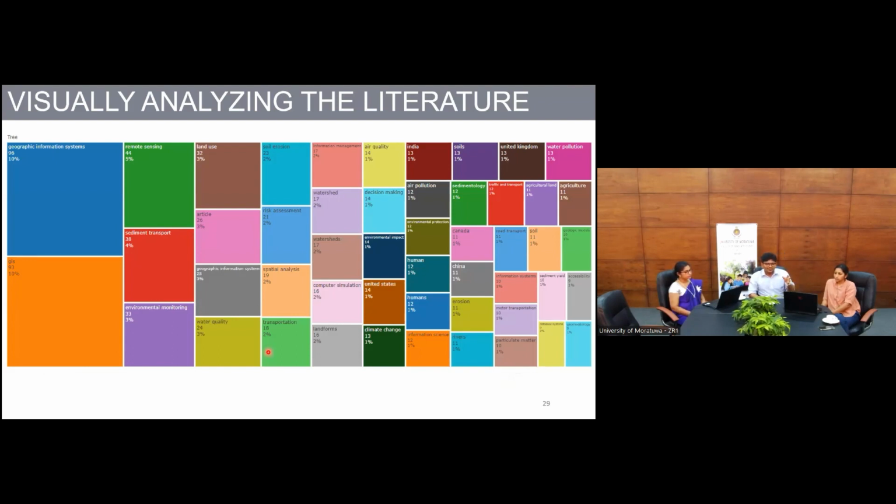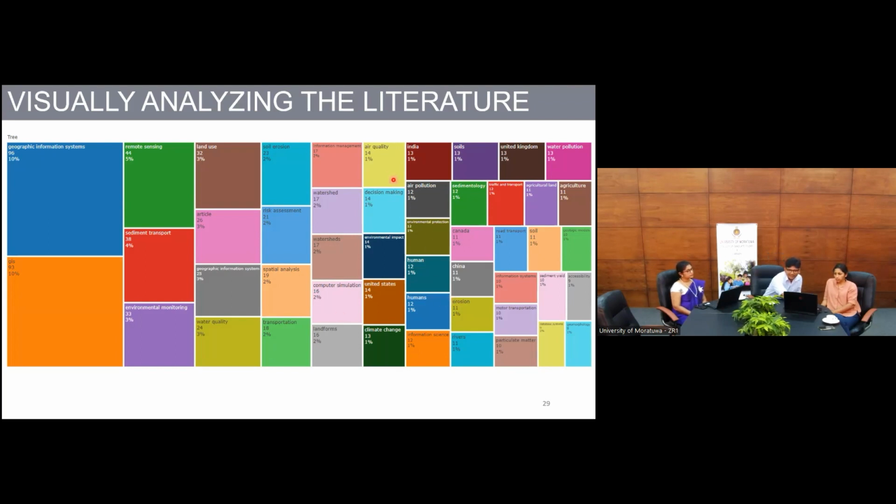Now, when we finally try to publish a paper, we are asked to find suitable keywords and try to find out where our particular research focus lies. So you can see that the area of the visualization gives you the number of times a particular word has appeared in the literature. So geographic information systems, because of this query, are the highly appearing words in this area. But let me take you to something specific.